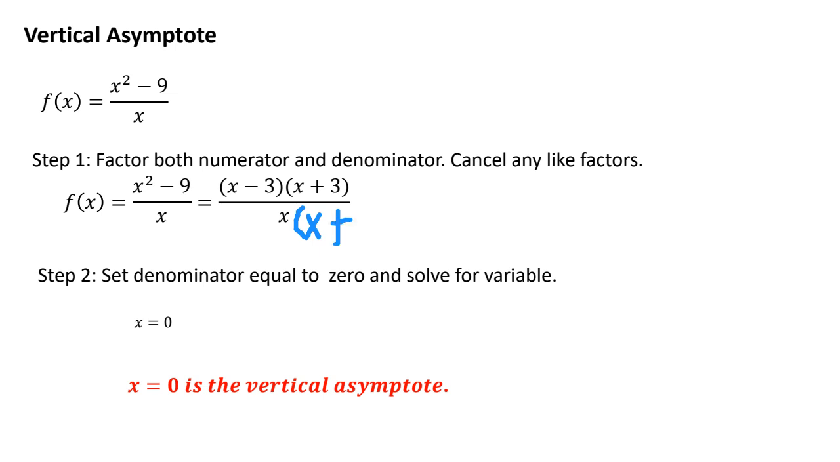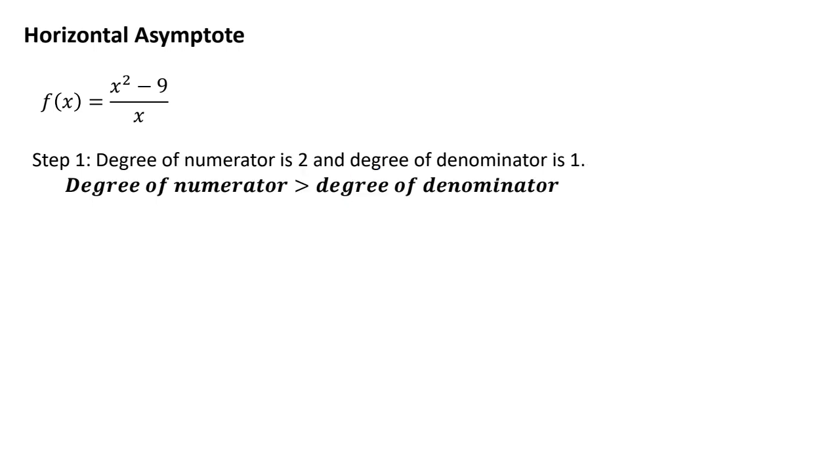And then you would be able to cancel this factor with this factor, and so this factor with this factor. Okay, so that's what I mean by canceling. So since we can do that though, we take our x, set it equal to 0. So that's going to be our vertical asymptote.